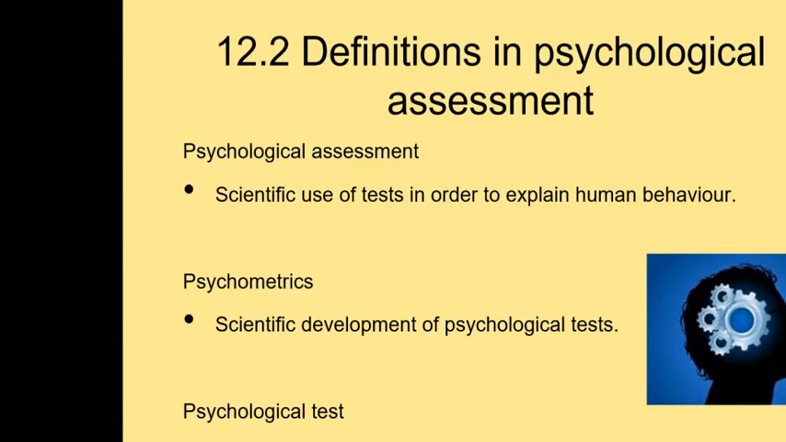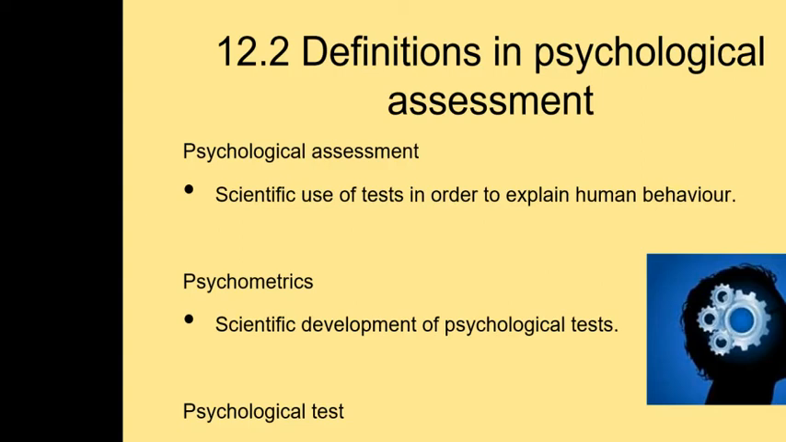So psychological assessment is the use of tests in order to explain human behavior. And psychometrics is the science of developing tests. You've all completed tests in various forms. You've probably completed your Facebook online test: what type of person are you? And they ask about colors, and they look at your profile and stuff like that. But these tests are not scientifically validated. In other words, they haven't used some scientific method to confirm that the results that they get from it are accurate.